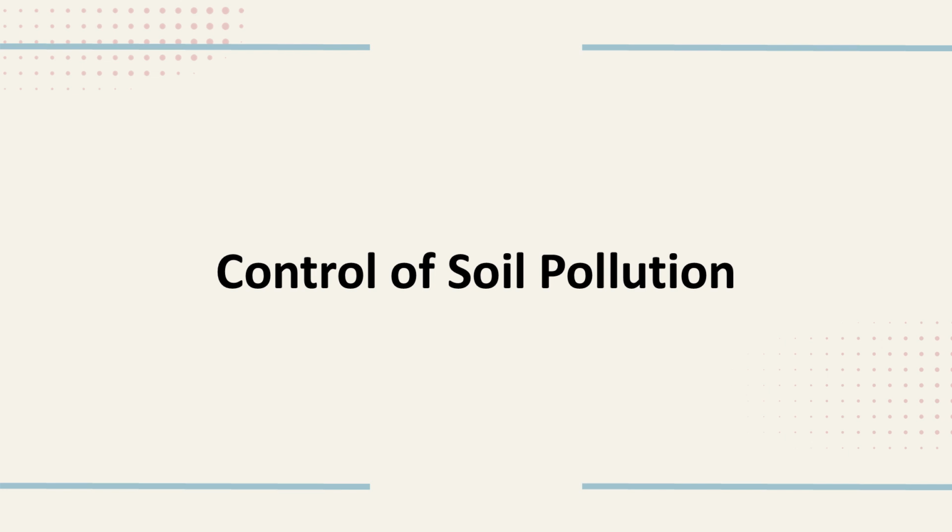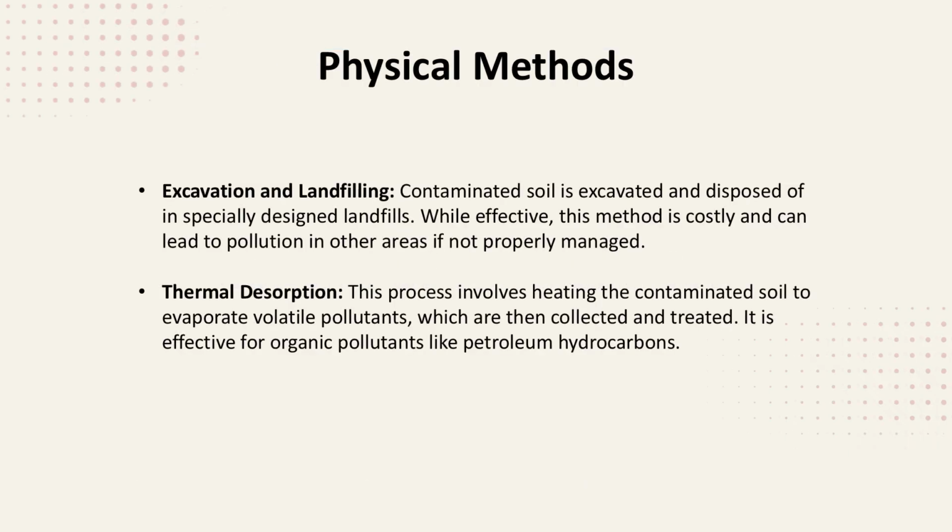Soil pollution can be managed and controlled through a variety of techniques aimed at reducing, eliminating, or mitigating contaminants. These methods are classified into physical, chemical, and biological approaches. Physical methods include excavation and landfilling, where contaminated soil is removed and safely disposed of. While effective, this can be costly and may simply relocate the problem if not managed properly. Another physical method is thermal desorption. This process uses heat to remove volatile pollutants from the soil, which are then collected and treated. It's particularly effective for organic pollutants like petroleum products.